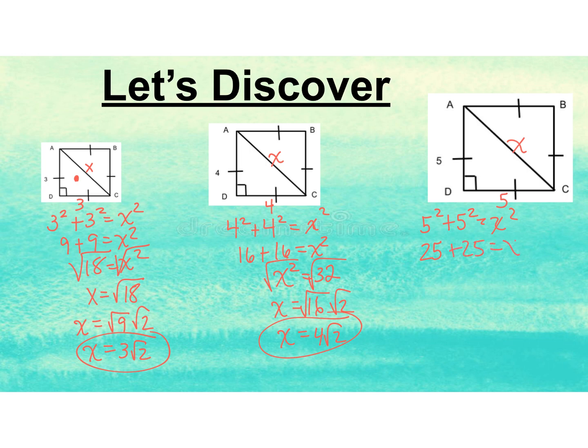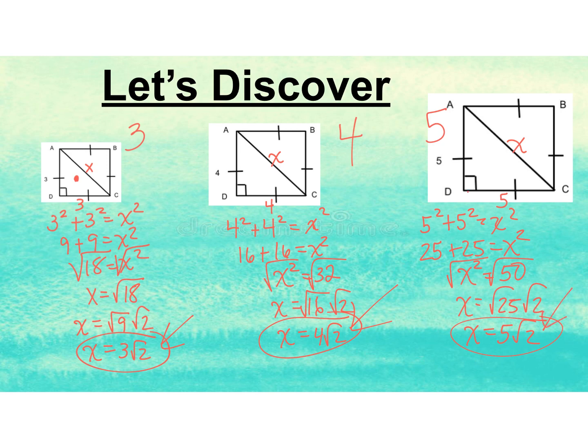25 and 25 is going to give us 50. Well, 50 has the square root of 25 in it. And so that becomes 5 square roots of 2. Do you notice anything? The first one had a side of 3 and a hypotenuse or a diagonal of 3 root 2. This one had 4, this one had 4 root 2, this one had 5, this one had 5 root 2. So whatever the side is, the diagonal or the hypotenuse is going to be that number times the square root of 2.